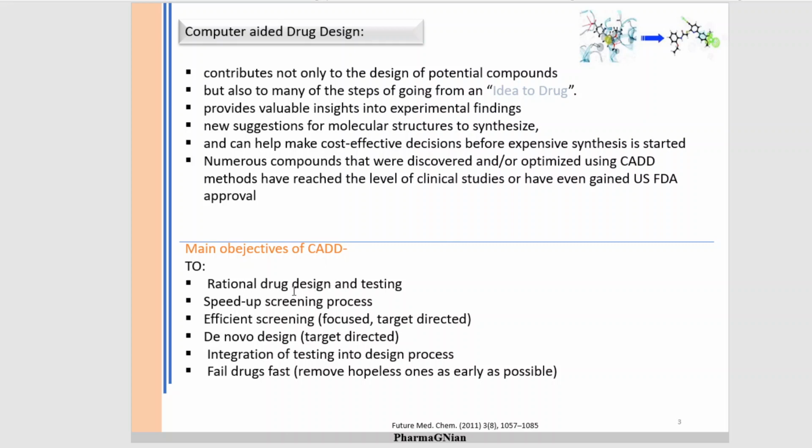The main objectives of CADD are rational drug design and testing. Why rational drug design? Because we are designing the drug according to our previous study. We study before designing a new molecule or new drug: what the receptor is, what the binding site is, how it will bind, and what its amino acid composition is, and all these things. According to that, we are making the drugs. That's why it's rational drug design.